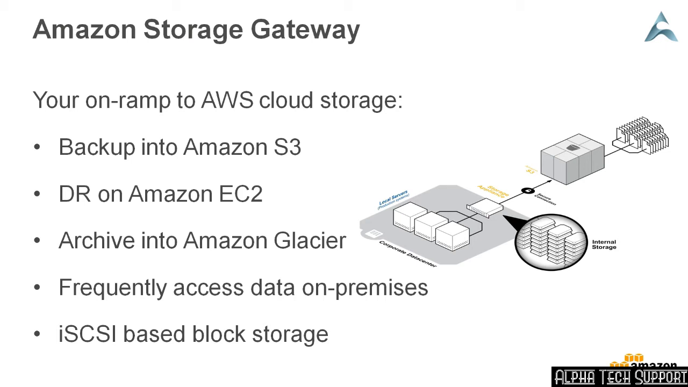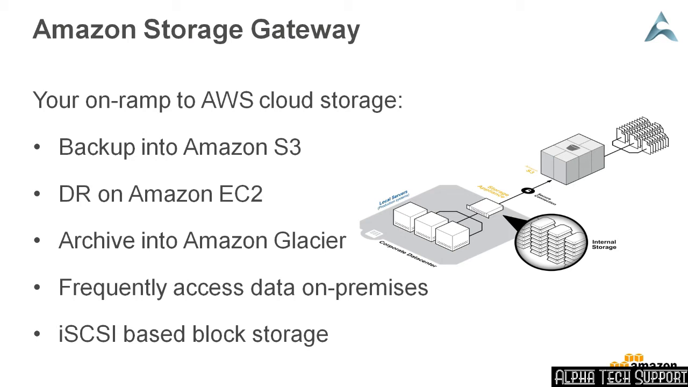It is the first point where your data from local storage arrives in the cloud via a storage appliance using a secure connection to an S3 bucket, then to other solutions that could be block storage or file storage. You can back up your Amazon S3 in a reverse manner. You can archive your Amazon Glacier data. You can frequently access data on premises using iSCSI based block storage.